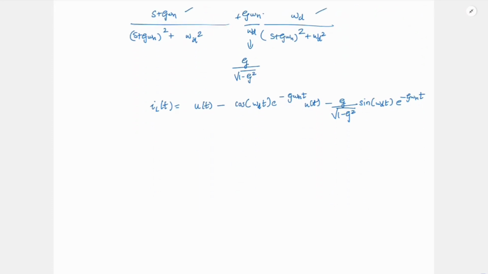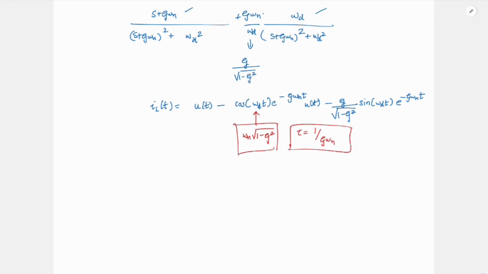Every time you cannot keep deriving these, right? In the exam hall, you cannot keep deriving this. So one thing to remember is that omega d is nothing but omega n root of 1 minus zeta square. This is the frequency of your sinusoids. It is at a factor of omega n into root of 1 minus your damping factor square. And your exponential time constant tau is nothing but 1 over zeta omega n. So these two you can easily remember.